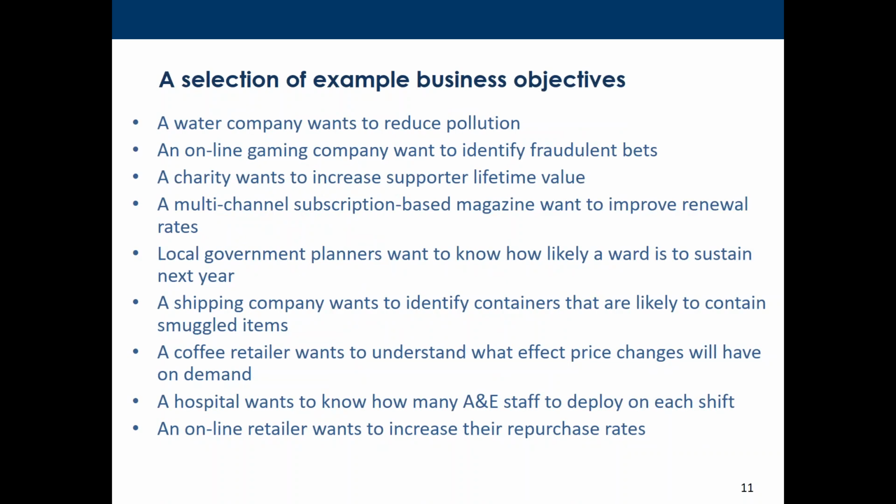So here is a selection of business objectives, all of which we've been involved in. And as you read down the list, you'll see that they cut across the 3 pillars that I talked about at the top of this discussion. So when we're talking about a water company wanting to reduce pollution, sometimes this is something called predictive maintenance, which I'm sure some of you have heard of, which is trying to predict when parts or components within an infrastructure will fail. So, for example, in the water utility world, this could be about pipes and the likelihood that pipes will fail.